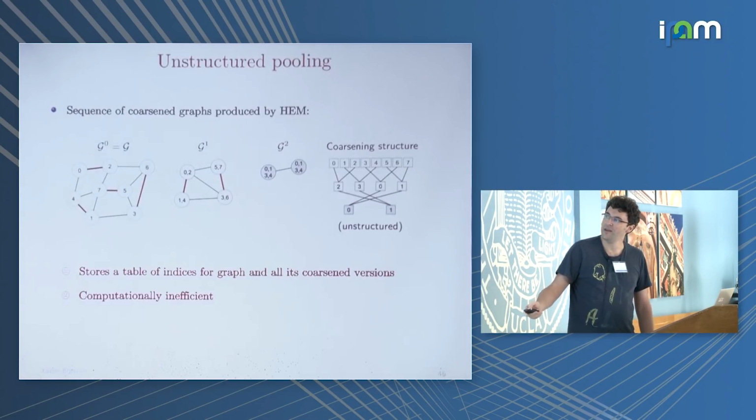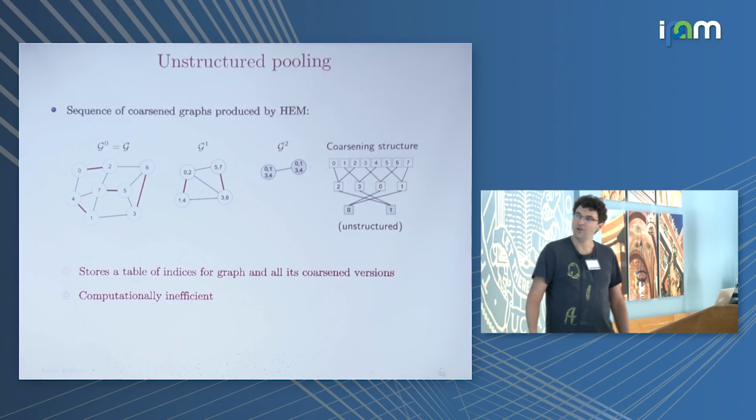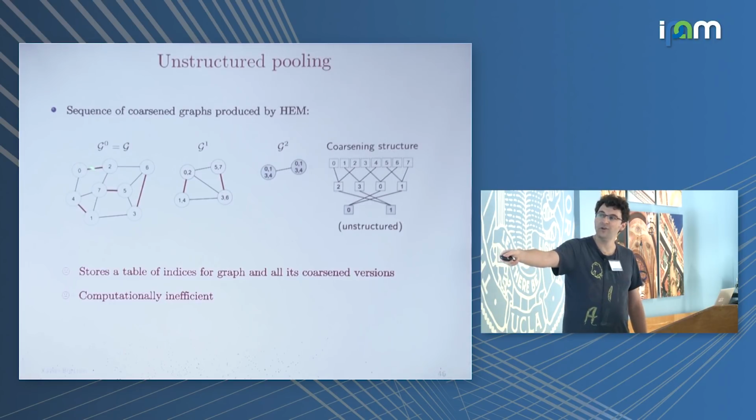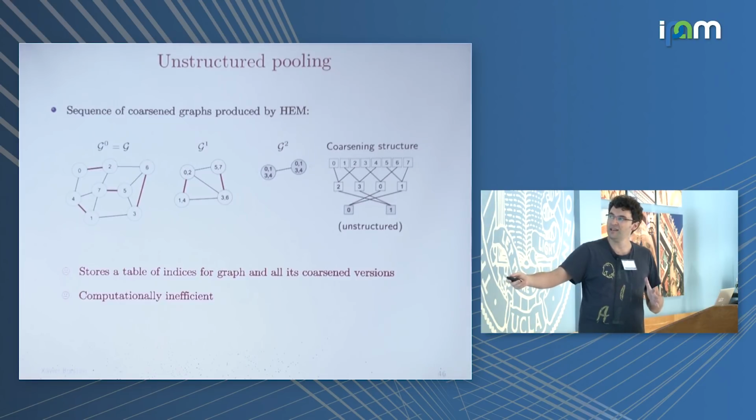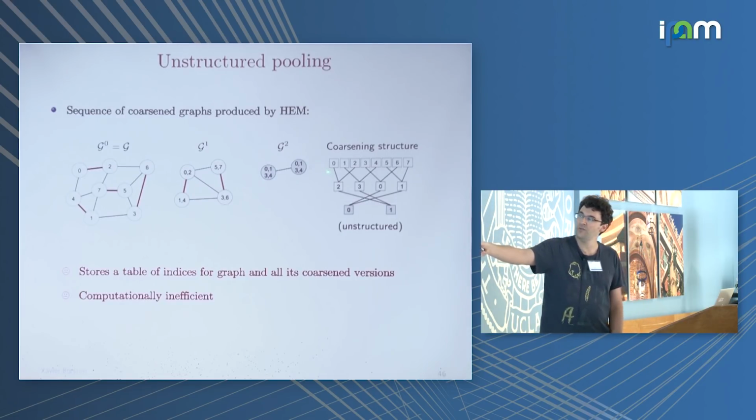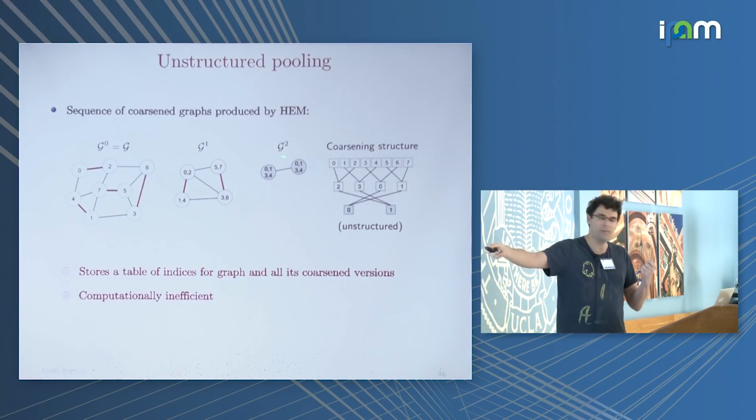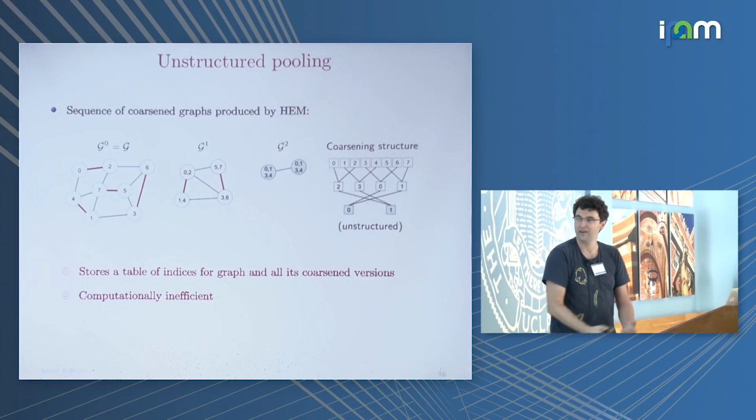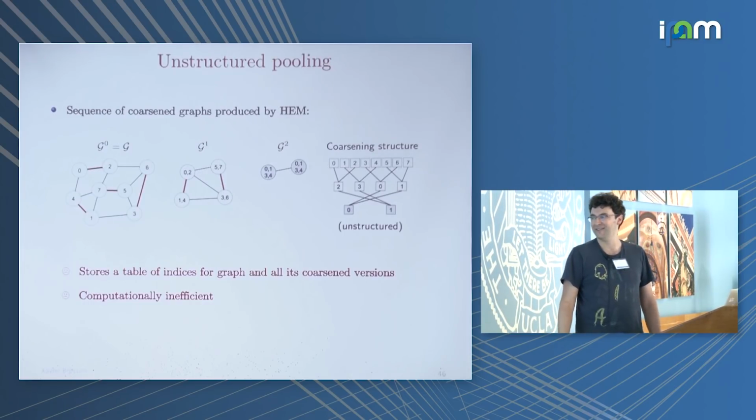So one thing: when you apply the heavy edge matching, you will get an indexing of your graph. So for each vertex, you get a number. You need to index it. If you don't do anything, the problem is that you will need to keep a table where you merge, for example, this vertex will be merged to this vertex at the next level. So you need to keep in memory basically all the matching between coarsened graphs. So it's really not efficient.